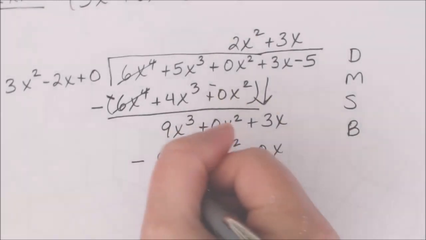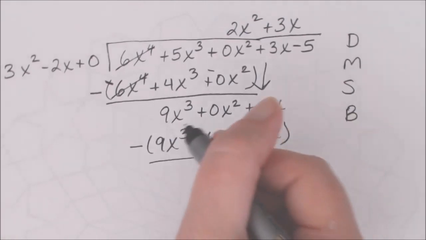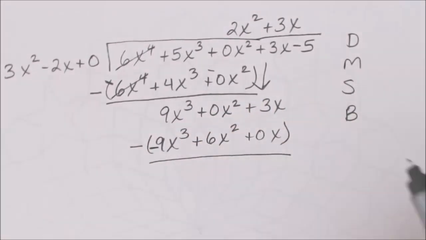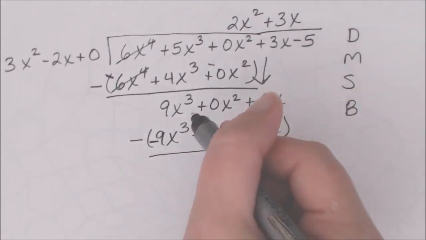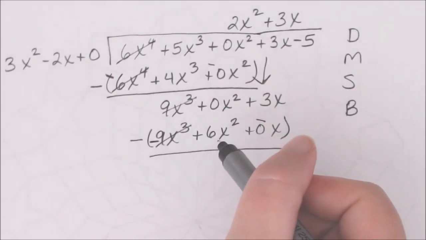We're going to subtract. Again, do not forget the parentheses. Distribute that negative sign, so the 9x cubed becomes negative. 6x squared becomes positive. 0x you could think of as negative. The 9x cubes cross out. What's 0x squared plus 6x squared?